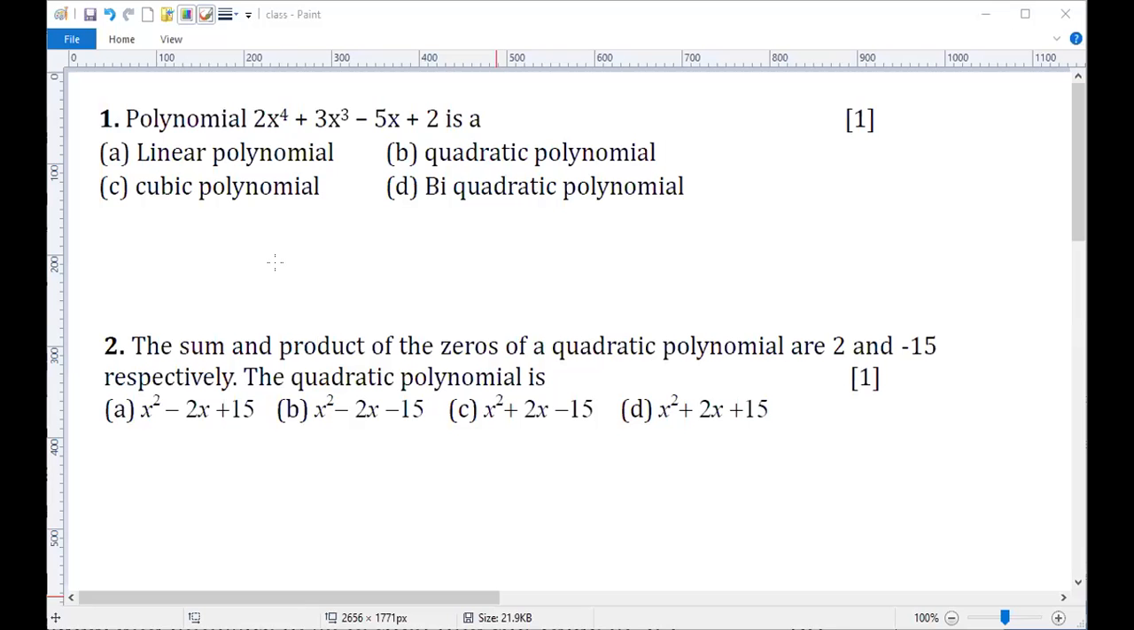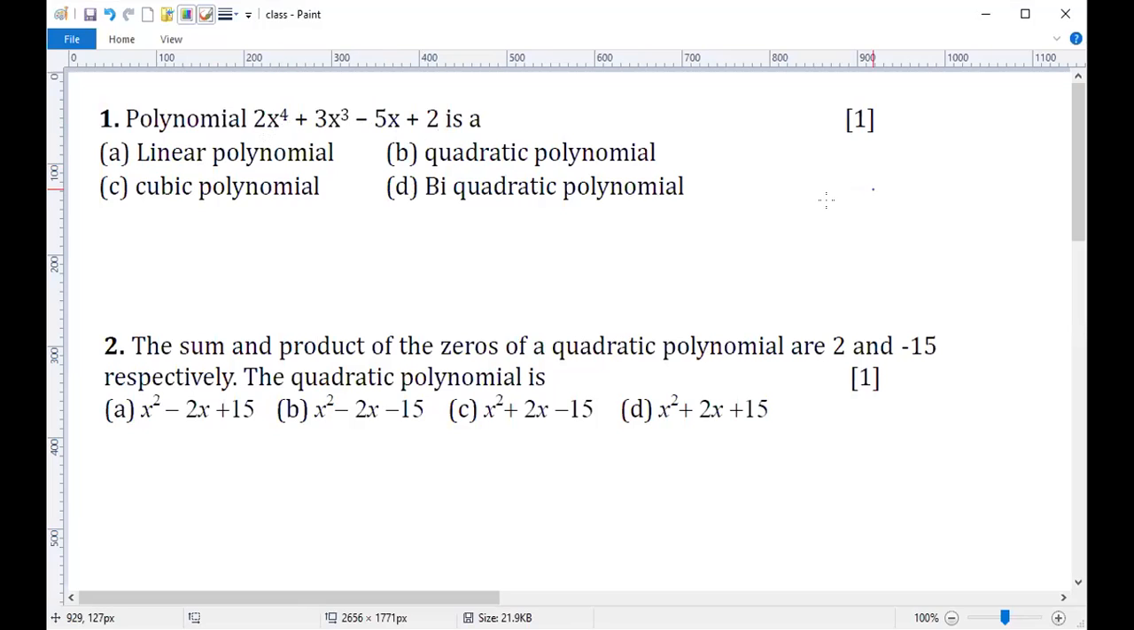Fine, we'll start with the correction. First question, polynomial 2x power 4 plus 3x cube minus 5x plus 2. What type of polynomial is it? It is biquadratic. Degree 4, so it is biquadratic.